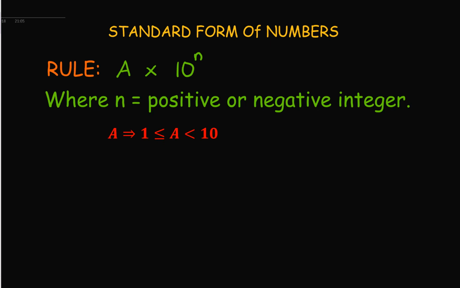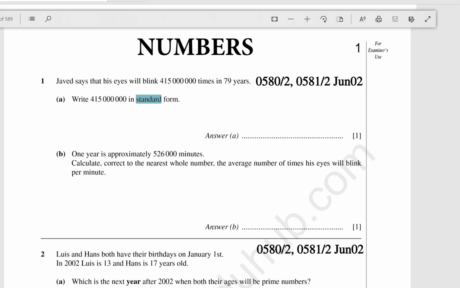Now let us take a few examples directly from the past papers. For example, this question has been taken from May June 2002, paper 2 question 1. The question says Javed says that his eyes will blink 415,000,000 times in 79 years. Write 415,000,000 in standard form. So you are supposed to write it in the form of a into 10 raised to n. I told you that's the rule.